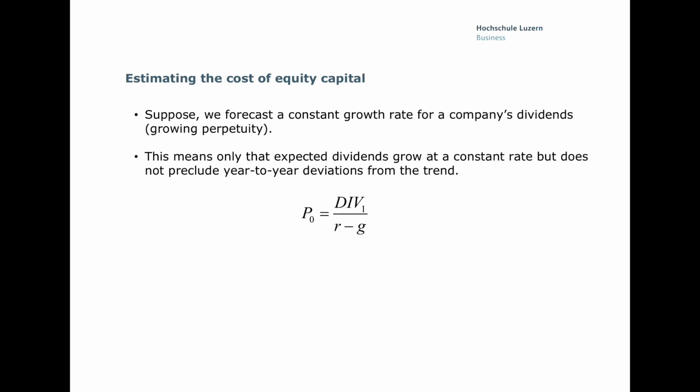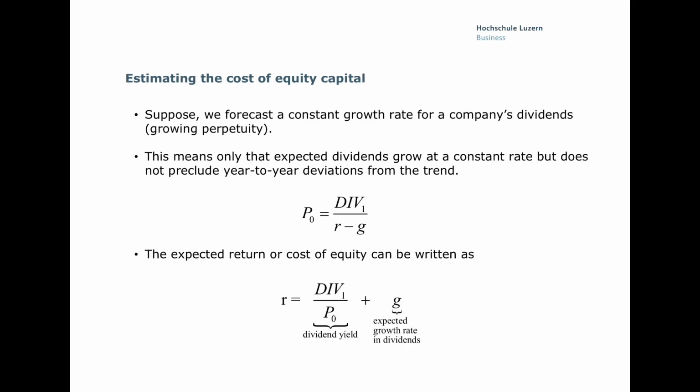The stock price in period 0 equals the cash dividend divided by R minus G, where R is the cost of equity and G the constant growth rate in dividends. Solving this equation for R implies the cost of equity can be written as a function of the dividend yield and the expected growth rate in dividends.